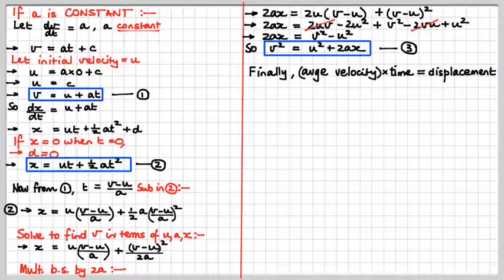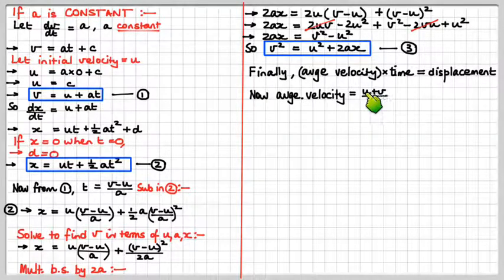Okay, now the fourth one, which you'll sometimes use, is that the average velocity times the time gives you the displacement. Now, to me, this is fairly intuitive, but I'll explain it in a way that you'll always get it from now on, hopefully. The average velocity, if you've got constant acceleration, it'll just be u plus v over 2, because I'll show you on a graph.